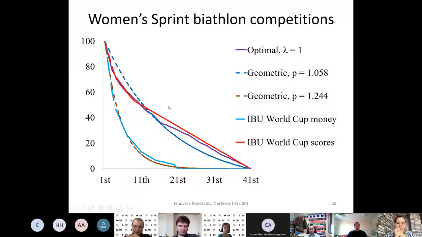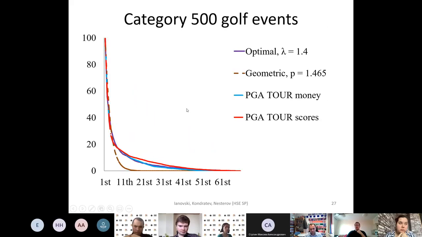And then we apply this theorem to real examples, and found that, for instance, in biathlon competitions, the optimal scoring vector is violet here, and red is what the organizers actually use. So we see that they actually use a scoring vector very close to optimal. Geometric works here not so well, but not so bad.